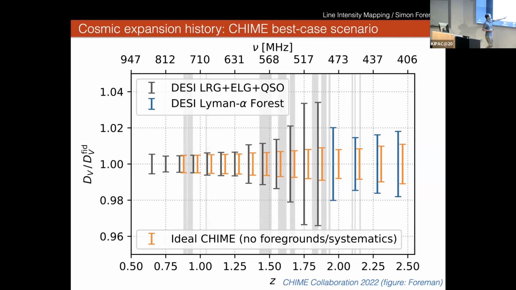However, you'll notice the important aspect of this label here. This assumes no foregrounds, no systematics for CHIME. With the CHIME data set that we currently have taken already, we have the statistical power to achieve these constraints, but we're only systematics limited. And so within CHIME, all of the effort is going towards mitigating systematics and removing foregrounds and trying to get the robustness of our analysis to the level where we can realize this statistical constraining power.